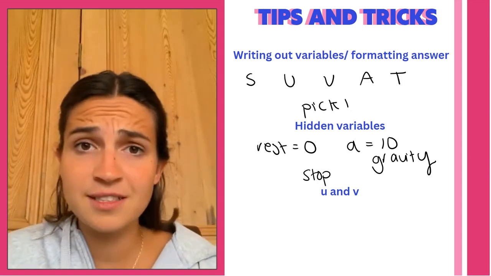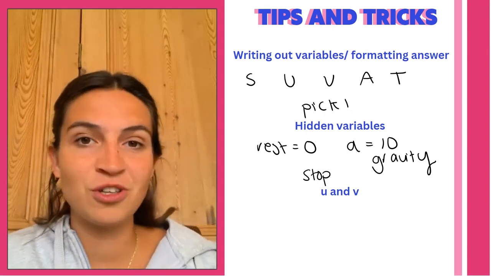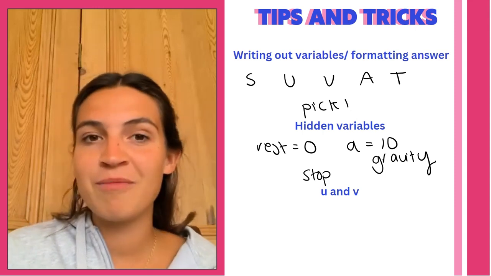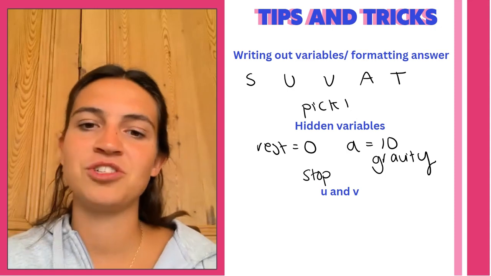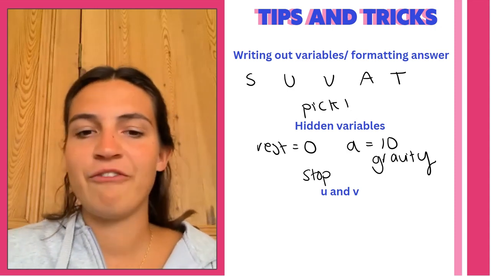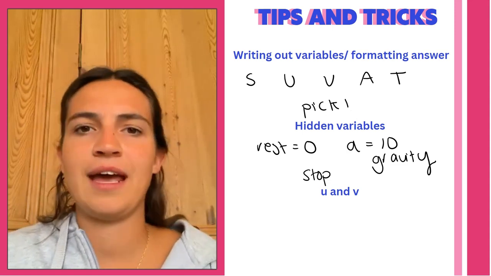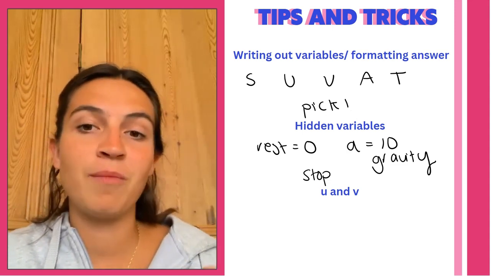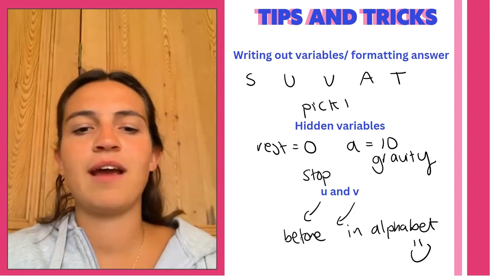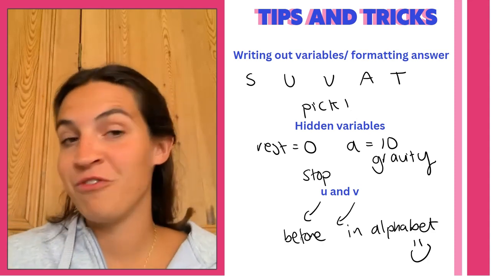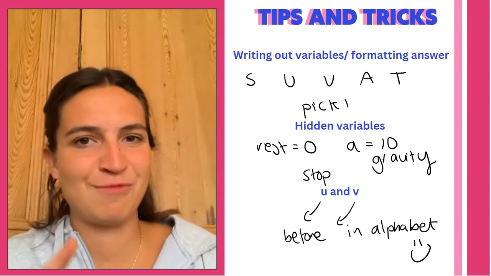If it says at rest, that's 0 meters per second. If it says it comes to a stop, then your final speed would be 0 meters per second. If it's accelerating under gravity, your acceleration should be 10. Okay, and finally, if you find it hard to remember what's S, U, V, A, and T, at least for my U and my V, these are both speeds, so very easy to get mixed up. You can think, well, U comes before V in the alphabet, so U is my initial speed and V is my final speed.